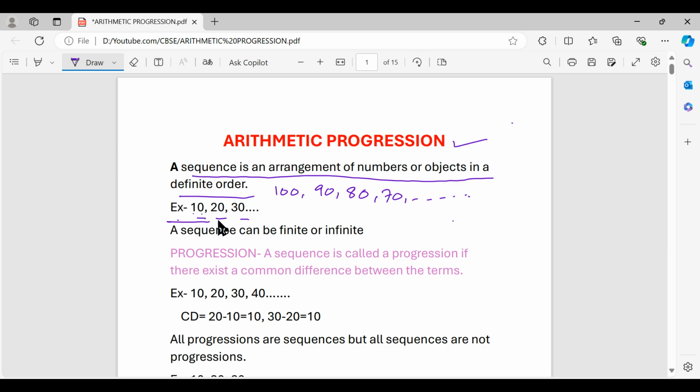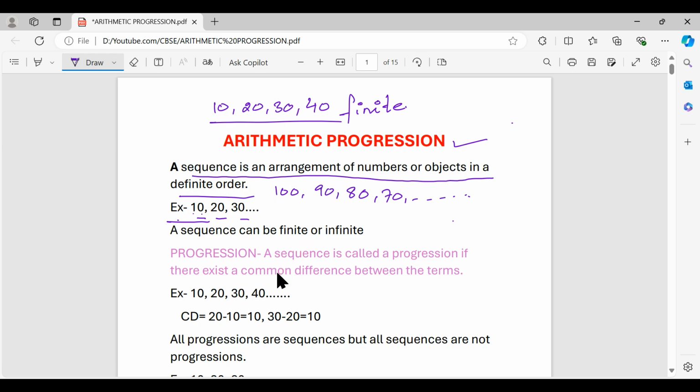So suppose the sequence stops at some point. So when I say like 10, 20, 30, 40, and stop here, this is your finite sequence. And when it keeps on going, like here you can see 10, 20, 30, and so on, this becomes your infinite sequence. Now, so you have a sequence here.